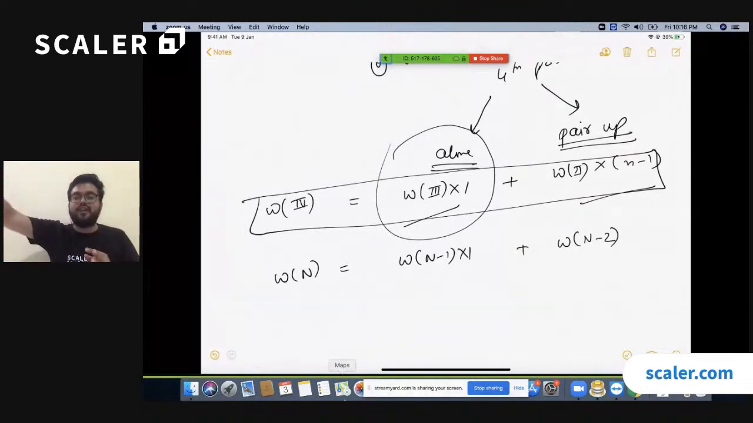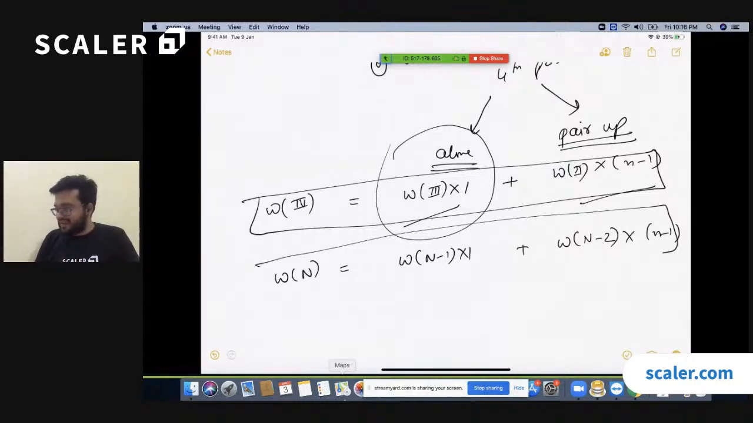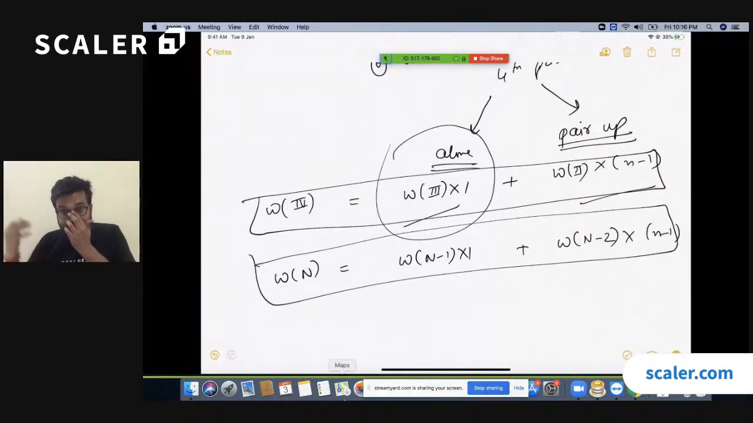N minus 2 figure out the number of ways, multiplied by n minus 1, because the nth person could have chosen to pair up with any of n minus 1 people. This is the recurrence relationship that I get. I have just proven that yes, this problem has optimal substructure. The moment I prove that this problem has optimal substructure, recursion can solve the problem for me.